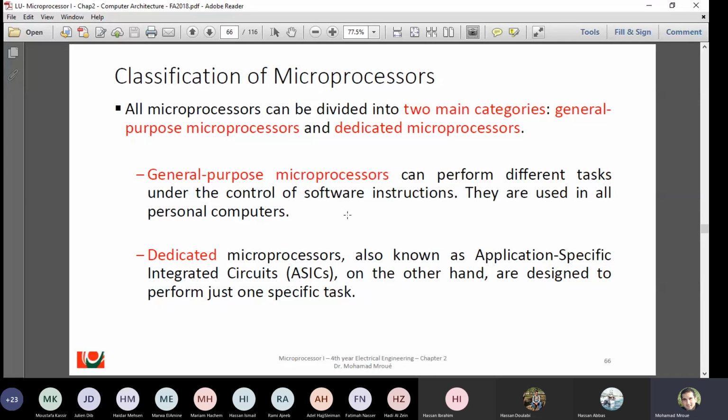Dedicated microprocessors, also known as ASICs or application-specific integrated circuits, on the other hand, are designed to perform just one specific task. So in this case, the microprocessor is not really programmable.